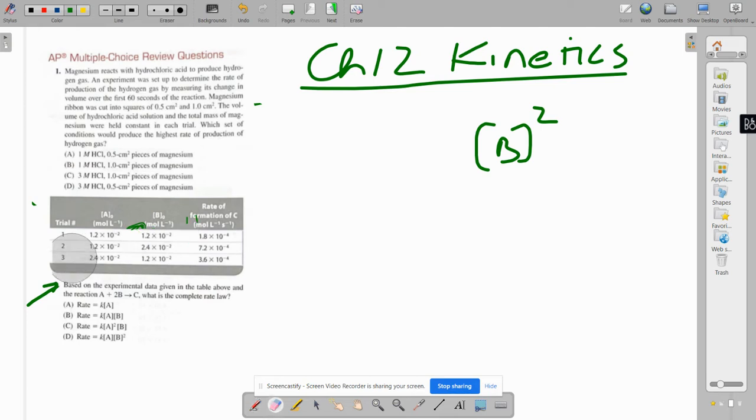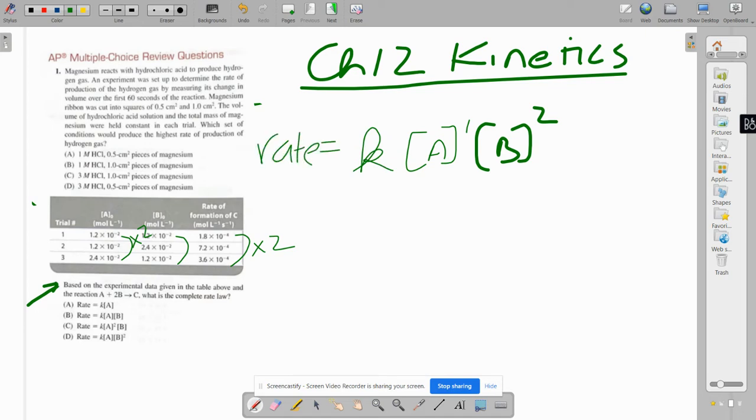Okay, so which ones do we want to compare to figure out the order for A? It looks like 1 and 3. If you look at trials 1 and 3, B is held constant. So we're doubling the concentration of A, and it looks like the rate is doubling. So I would say this is a pretty straightforward rate law question, and the rate law would look something like that. First order in terms of A, second order in terms of B. So the best answer there would be, indeed, letter D.